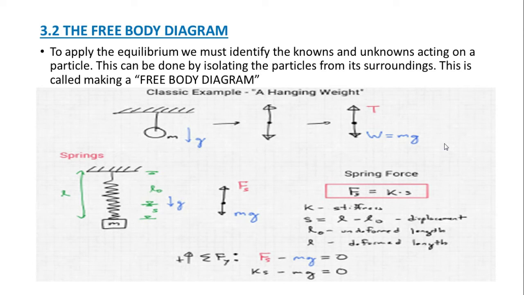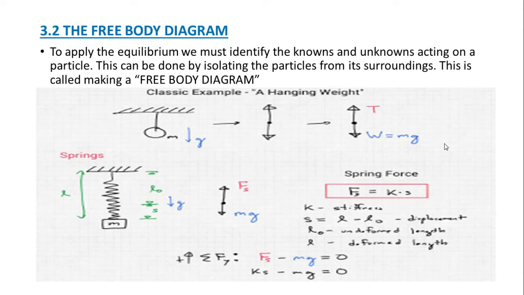What will be S? S can be very easily calculated: if you know the final length L, you subtract from it the original length, which was given as L naught. It comes out to be equal to the displacement. Remember, L naught, as I told you before, is the undeformed length, and L is the deformed length.